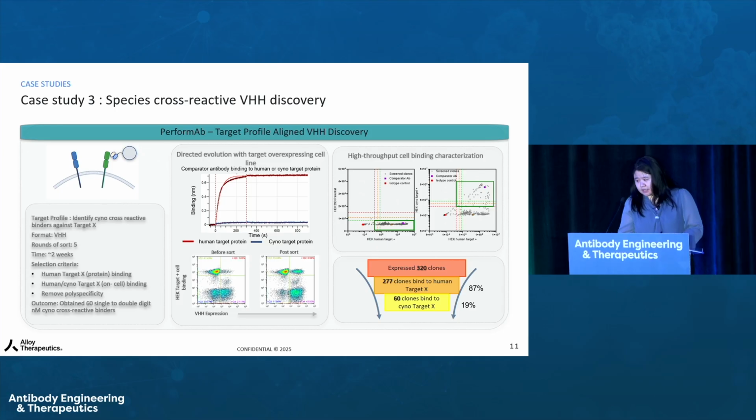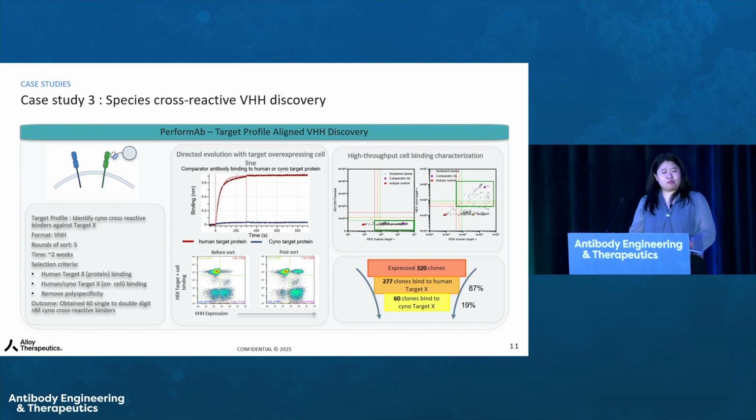And the third case, which is the last case for this part, I would like to share a little bit of our cross-reactive VHH discovery. So in this case, it's a really interesting story because our partner wanted us to develop VHH against both the human and cyno version of the target.